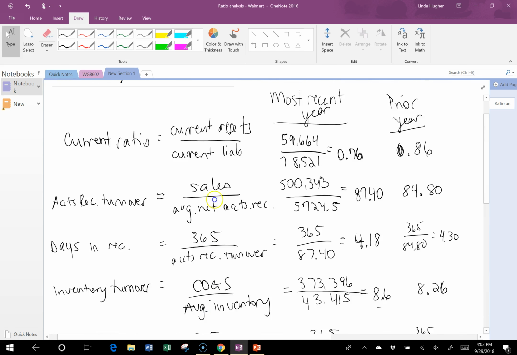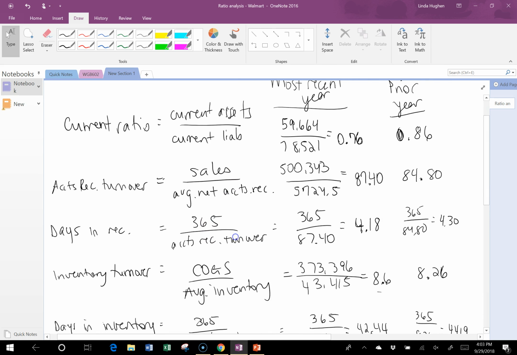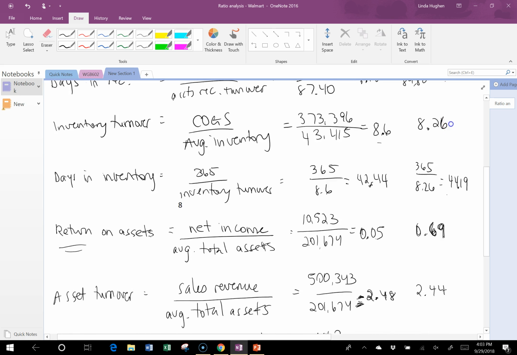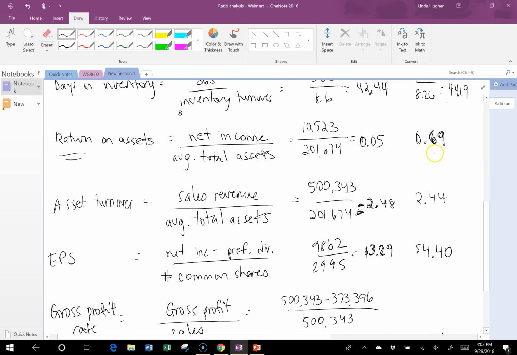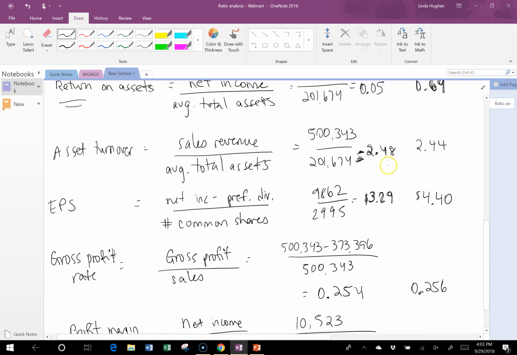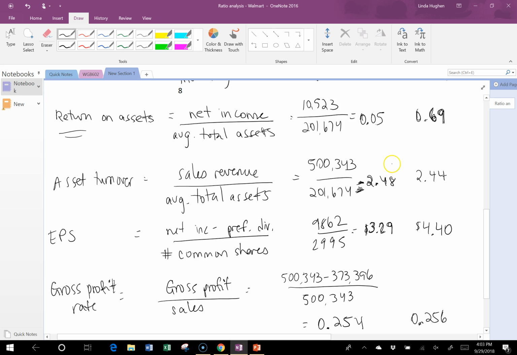So let's take a look overall at how Walmart is doing compared to the prior year. It is less liquid as measured by the current ratio, although we do see a slight improvement in the days in receivables and the days in inventory. We see quite a bit of a decline on return on assets, so perhaps Walmart might be thinking about selling some of its equipment, facilities, or stores, to see if they can produce the same income with fewer assets. Their assets are doing a slightly better job producing revenue. So while the asset turnover went up, the return on assets went down.